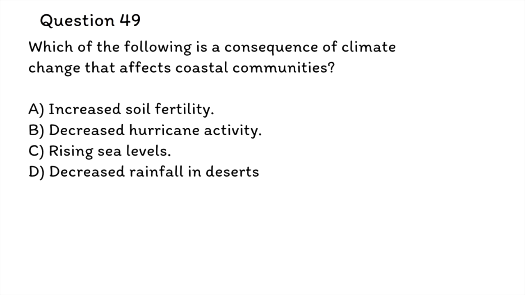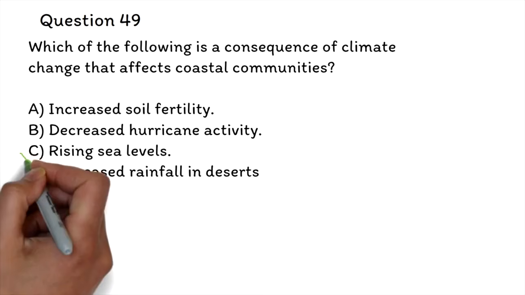Question 49. Which of the following is a consequence of climate change that affects coastal communities? A. Increased soil fertility. B. Decreased hurricane activity. C. Rising sea levels. D. Decreased rainfall in desert. The correct answer is C.